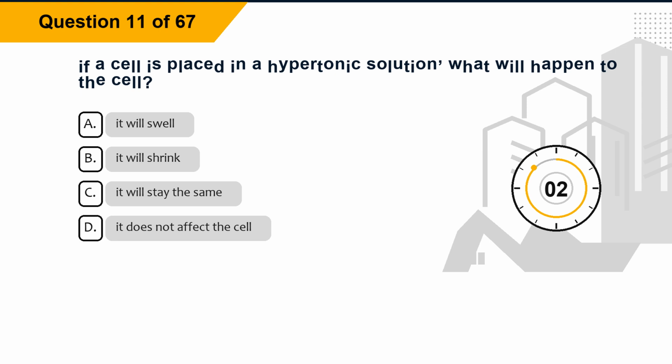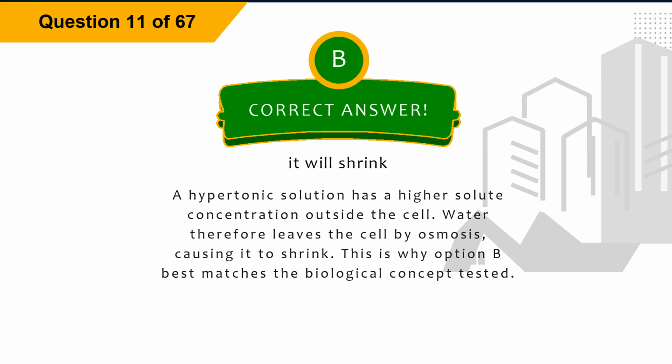Option D, it does not affect the cell. The correct answer is option B, it will shrink. Explanation. A hypertonic solution has a higher solute concentration outside the cell. Water therefore leaves the cell by osmosis, causing it to shrink. This is why option B best matches the biological concept tested.